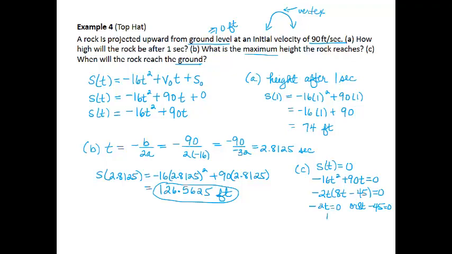Dividing by negative 2, we get t is equal to 0, or 8t equals 45. So t will be 45 divided by 8. So t is really 5.625. So when will the rock reach the ground? Well, of course, it started on the ground. That's our initial value of 0. It will reach the ground in 5.625 seconds.